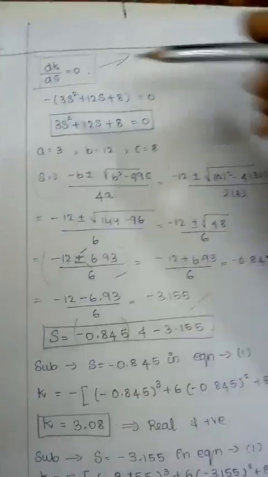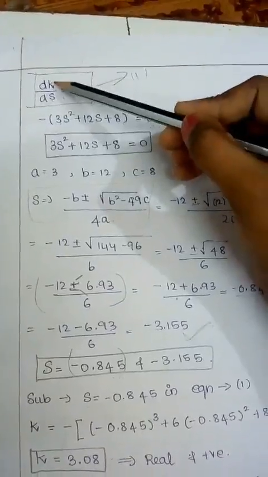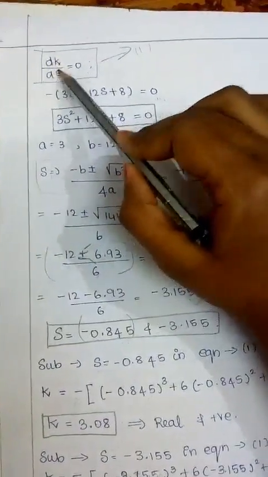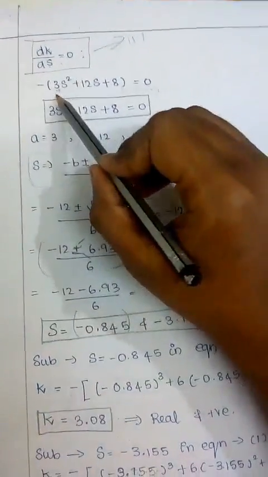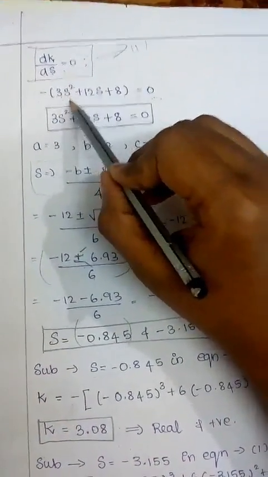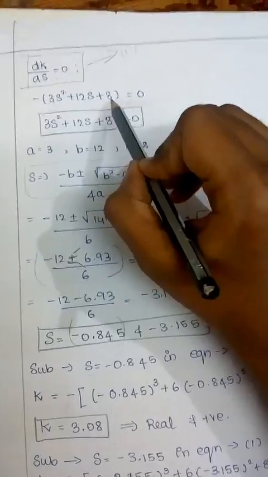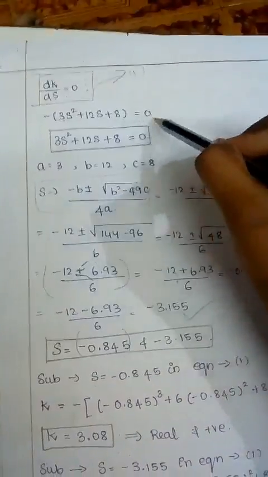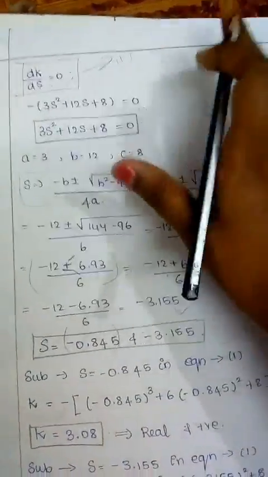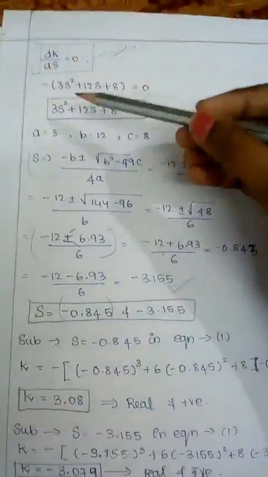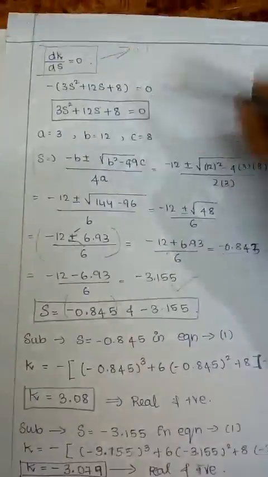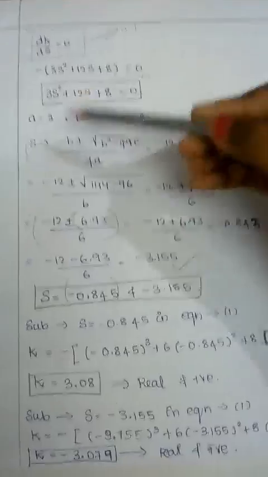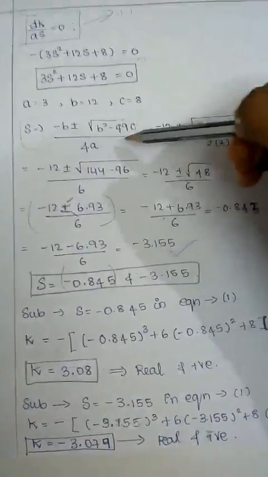Next, d of s equal to 0. We found d of s by s equal to 0. So substitute in that: minus 3s square plus 12s plus 8 equal to 0. It is a negative equation, but we need only a positive equation, so just write it in a positive way. So we get a, b and c. Substitute in this format of the formula.